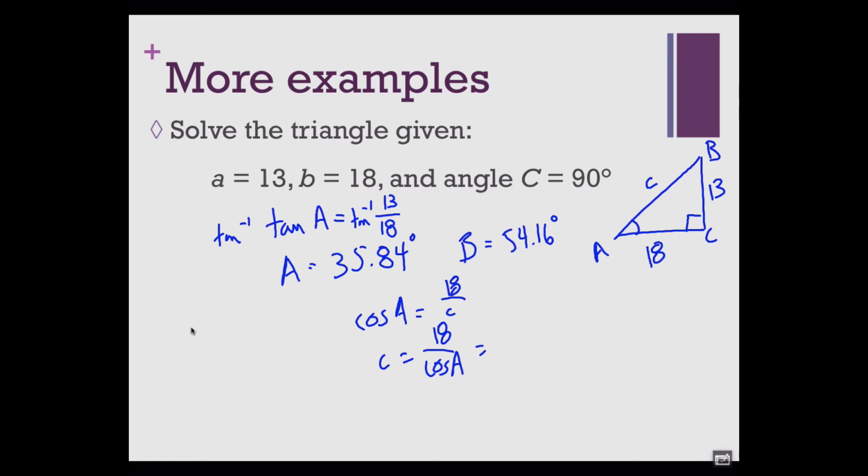What's C? 22.2. Are we happy about that answer? Yes. Not a pun also. Thought you'd catch that one. 22.2 is the longest side. C is the biggest angle. B is the second biggest angle. 18 is the second biggest side. A is the smallest angle. A is the smallest side. So we're good to go.